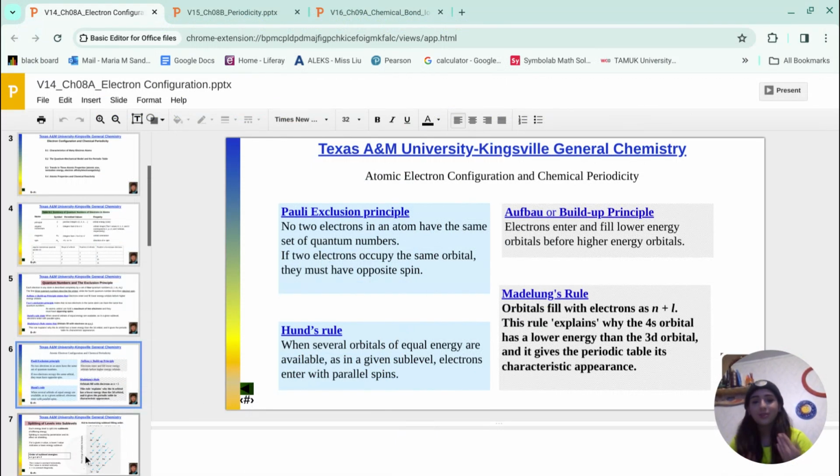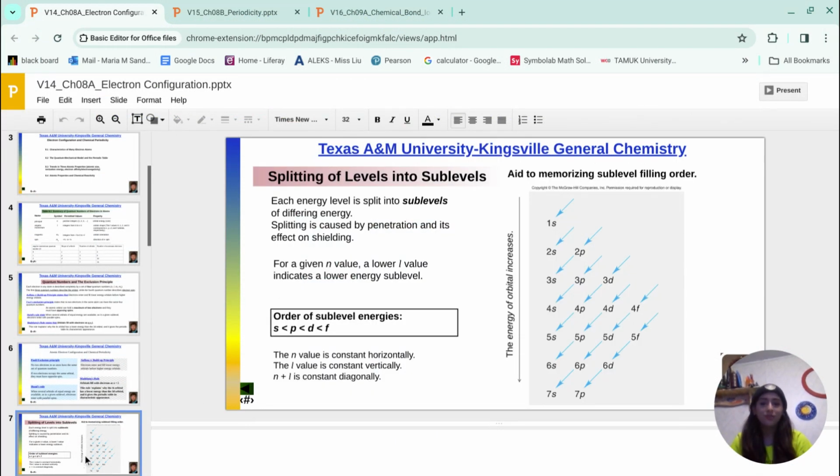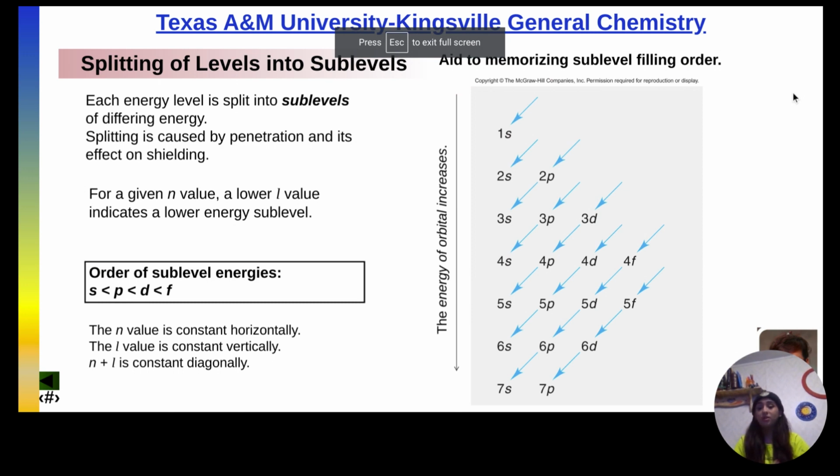Okay, so moving on. Splitting of levels into sublevels. Each energy level is split into sublevels of different energy. Splitting is caused by penetration and its effect on shielding. For a given n value, a lower L value indicates a lower energy sublevel. The order of sublevel energies is s, p, d, and f. The n value is constant horizontally, the L value is constant vertically, and n plus L is constant diagonally.